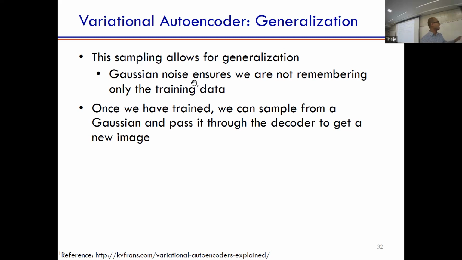So obviously the Gaussian sampling step, for example, ensures that you're not just remembering only the training data. Because if you remember only the training data, obviously your reconstruction error will be good, but then your latent loss will typically not be good. Okay, it will be high.